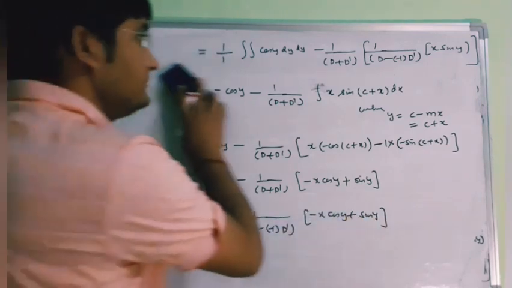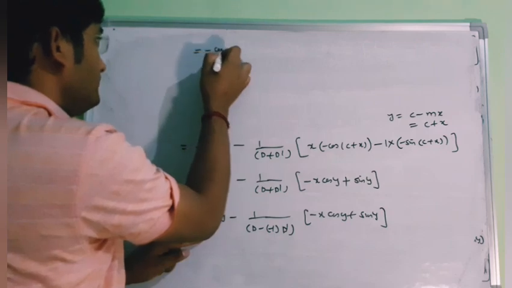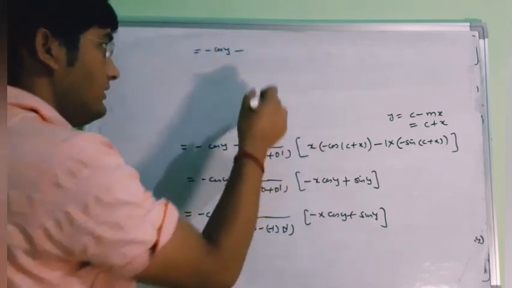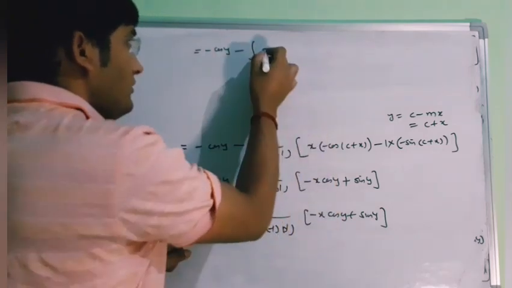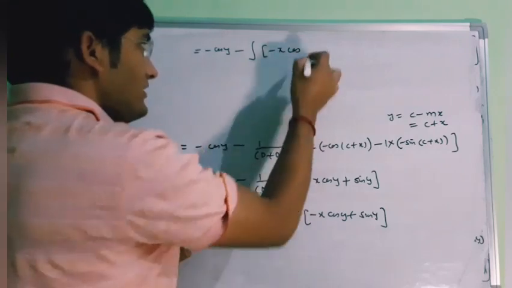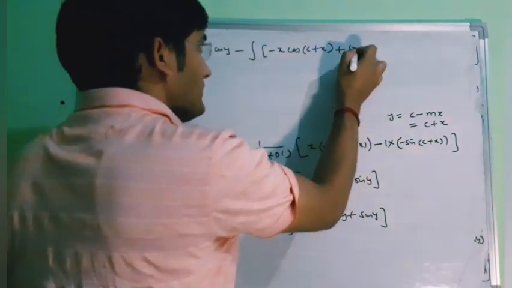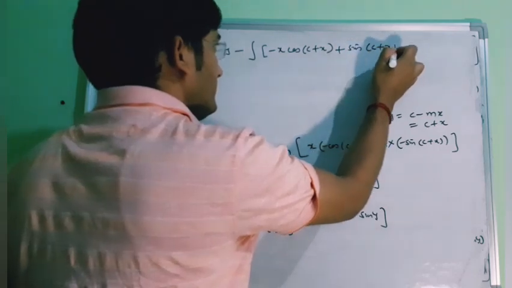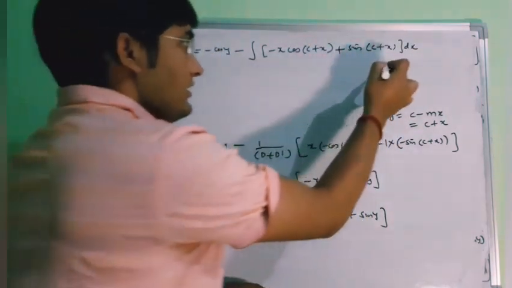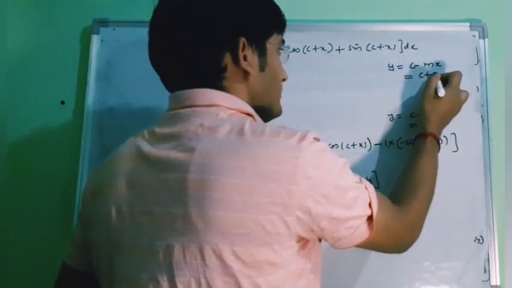we get, and this is equal to minus cos y minus, and here we will have integration, and then in the bracket we will replace our cos y by c minus mx. So this will be c plus x, and again here we will replace our y by c plus x, and then integration with respect to x. You can see that here we have replaced our y by c minus mx as m is minus 1, so this will be c plus x.